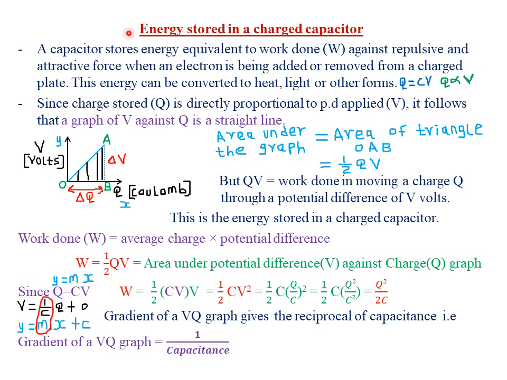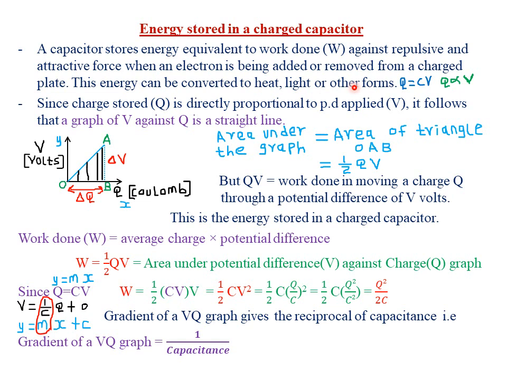So today we are looking at the energy stored in a charged capacitor, and we are saying that a capacitor usually stores energy which is equivalent to the work done W against the repulsive and attractive forces, that is when an electron is being added or removed from a charged plate. Remember, charging of the plate simply involves transfer of electrons from the negative terminal of the battery to the plate of the capacitor. So this energy can be converted either to heat, light, or other forms of energy.